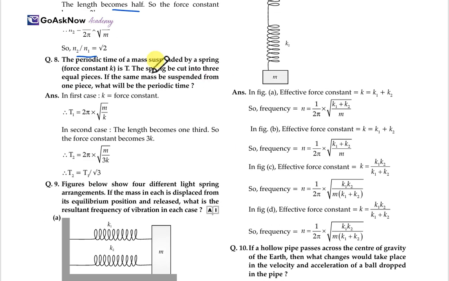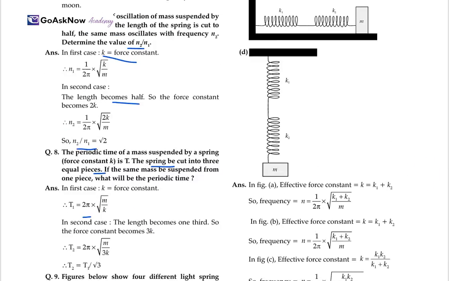The periodic time of a mass suspended by a spring of force constant k is cut into 3 equal pieces. If the same mass is suspended from one piece, what will be the periodic time? So in the first case, the time T1 will be equal to 2π√(m/k), and for the second it will be 3k, as according to the question. So T2 will be equal to T1 upon root 3.